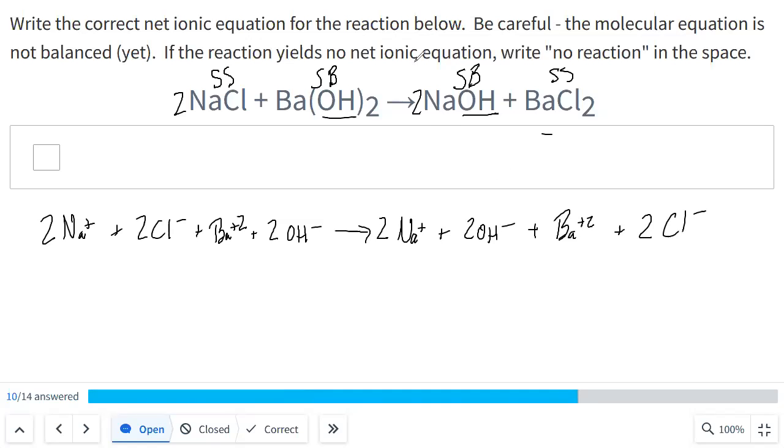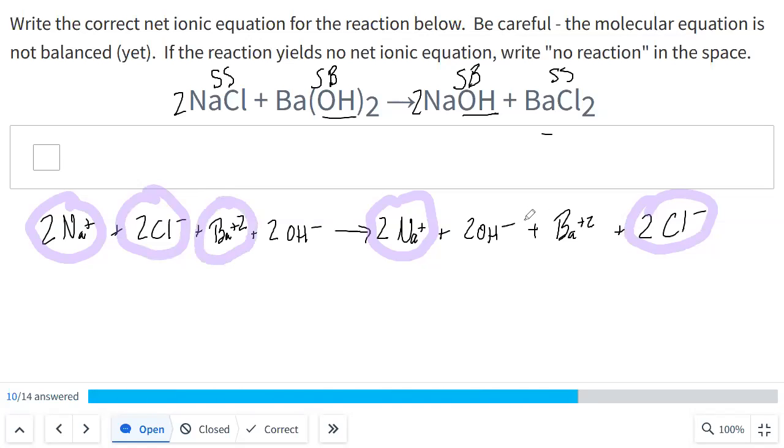So what we have in this instance is something kind of unique. I can see that the sodium ion is common on both sides. The chloride ion is common on both sides. The barium ion is common on both sides. The hydroxide ions are common on both sides. They all cancel out. So what's left? Nothing.